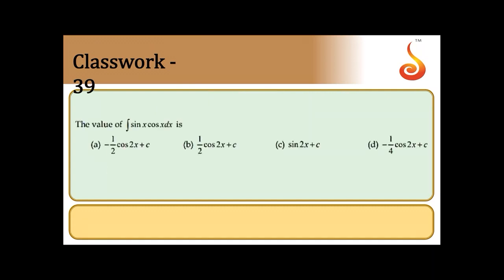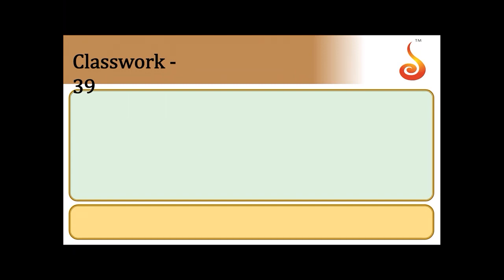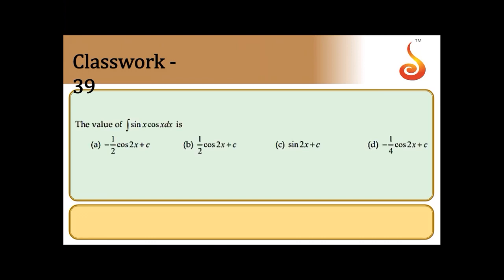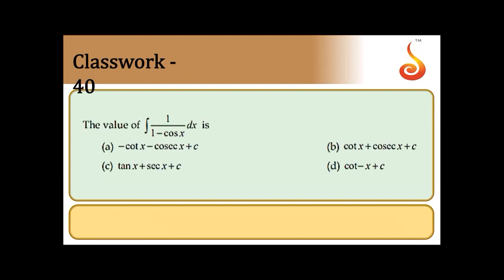Coming to the next one, integral sin x into cos x. It's quite simple. Multiply and divide by 2, giving half times the integral of sin 2x, which is half times minus cos 2x by 2, so minus 1 by 4 cos 2x. Option is D. Of course, minus 1 by 4 cos 2x is the only such option. Therefore, this is nothing but 1 by 2 times the integral of sine 2x, which is minus cos 2x by 2. So, minus 1 by 4.